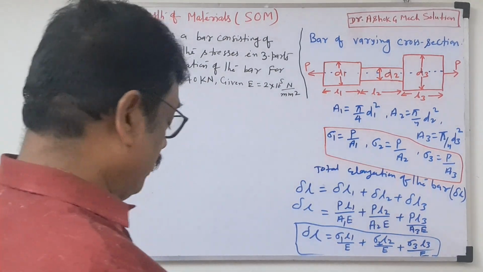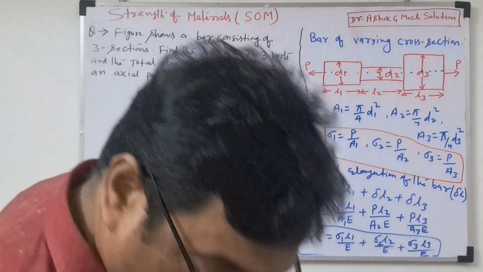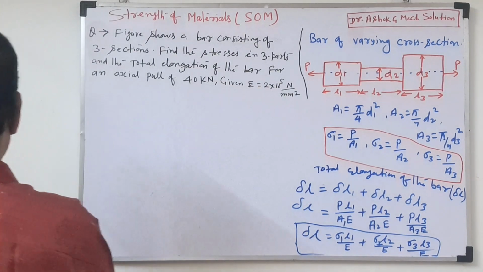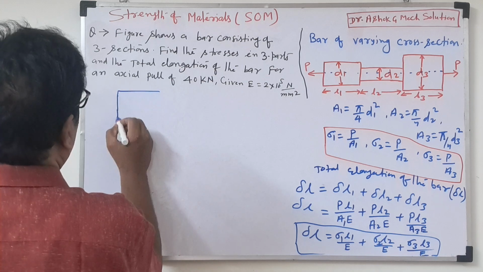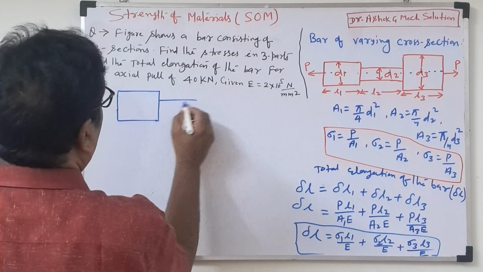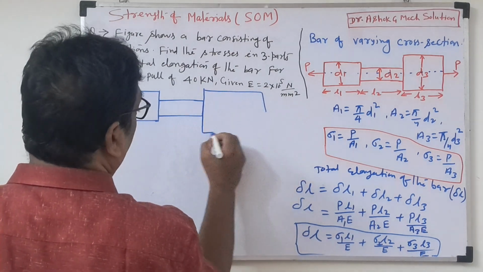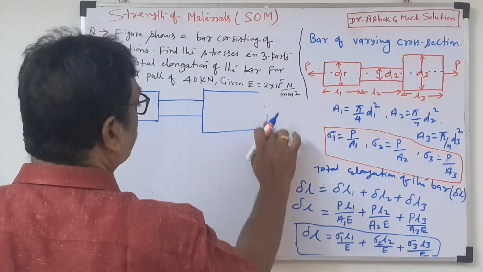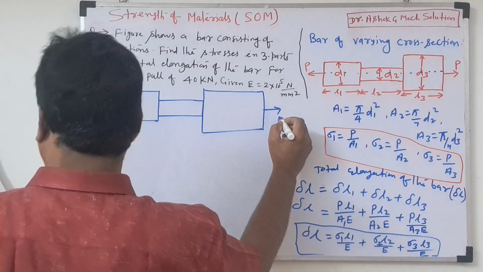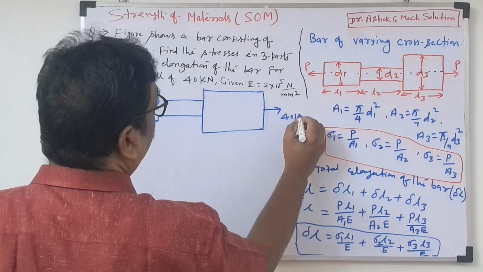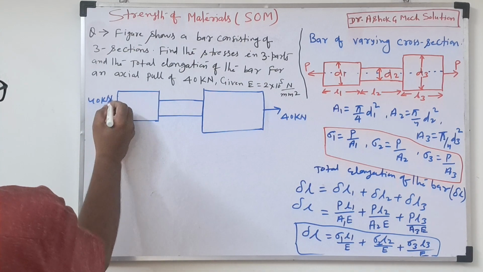So come to the problem. What is the problem asking? The given diagram will be there, and the figure shows it, so I will draw the figure here. It is similar to the problems I took, with the derivations I did. The dimensions are given here, and that only I will write here. The force given is 40 kilonewton. Either they will give Newton or kilonewton; whatever they give, we can write here.